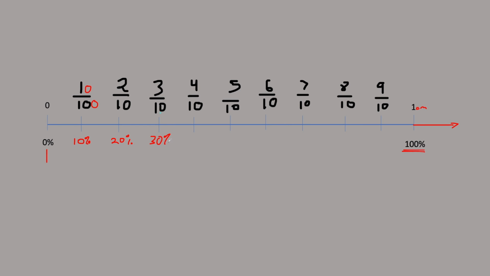30%. It's very important that you know where numbers live in comparison to other numbers and what they're equal to. This is 50%, 60%, 70%, 80%, and 90%. Okay, so that's where they are going to be positioned on a number line.